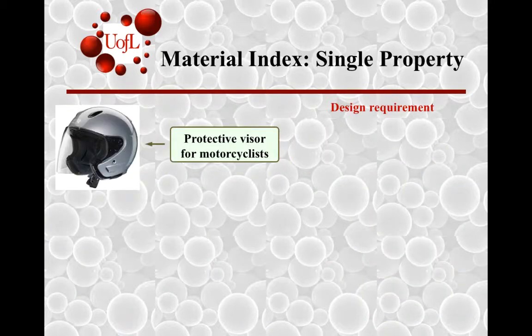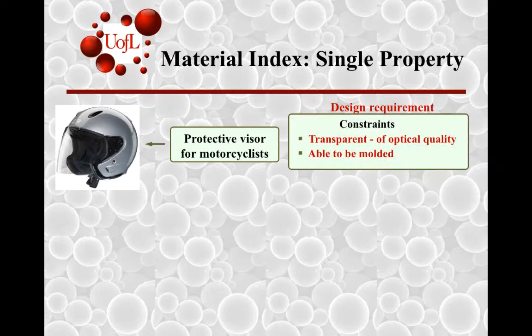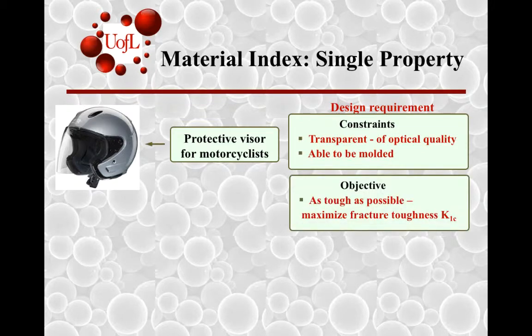For the case of this protective visor for motorcyclists, it could also be the case for law enforcement personnel. Something that's transparent as a visor, so optical quality, maybe it should be molded, maybe it should be light. Let's say 2 of these constraints are required. And then the objective is to make something as tough as possible. So you want to maximize fracture toughness in that case.